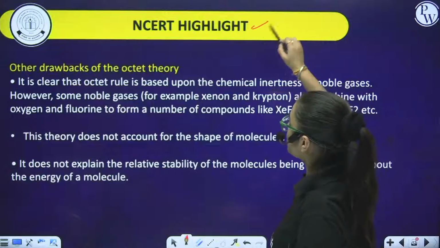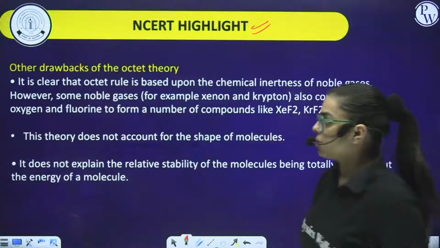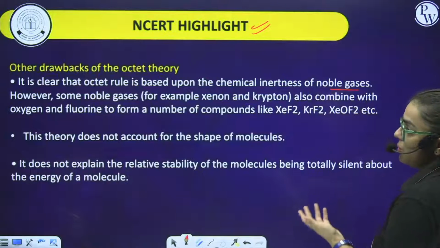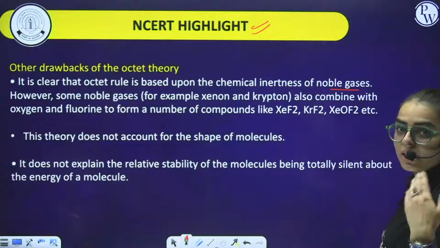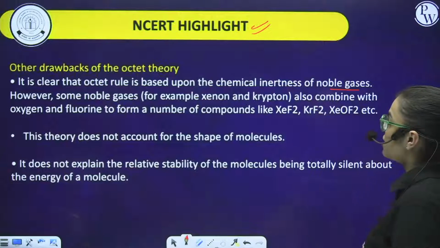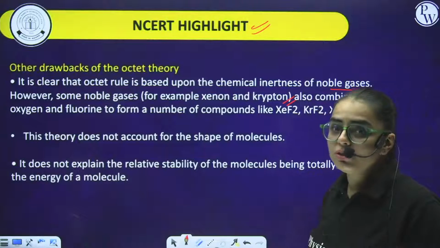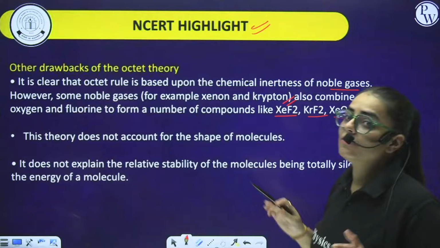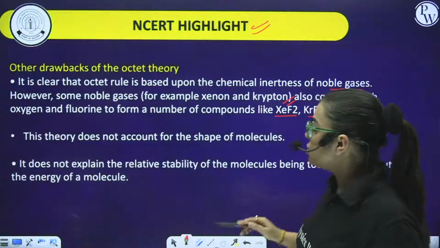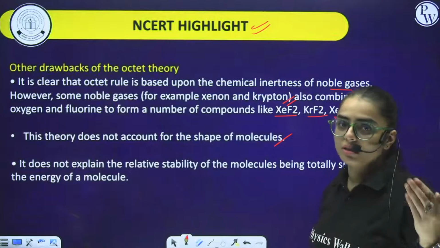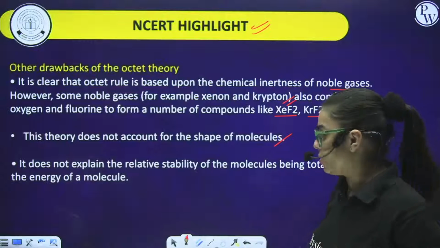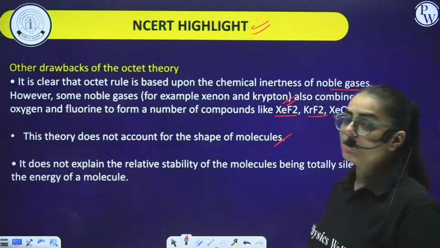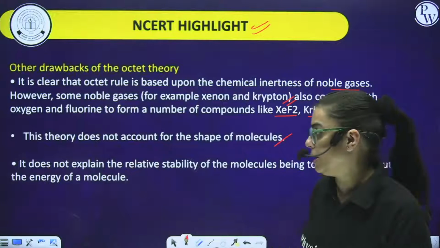Let's read more drawbacks from the NCERT with regard to the octet rule. It is clear that the octet rule is based upon the chemical inertness of noble gases. See, this is what I have told you, right? They said that they are inert in nature, they cannot create any compound. But some noble gases, for example xenon and krypton, combine with oxygen and fluorine, such as XeF2, KrF2, XeOF2. So they have created compounds. This is again a drawback. Next, this theory does not account for the shape of molecules. It won't explain shape and geometry. So this failed. Next, it does not explain the relative stability of molecules, being totally silent about the energy of a molecule. So it does not explain that as well.